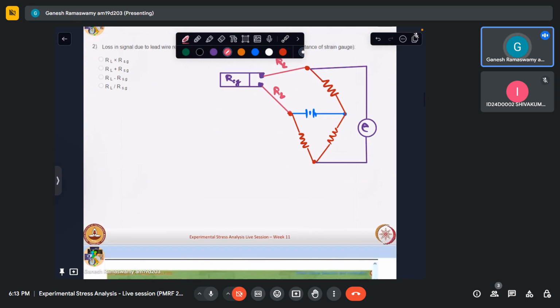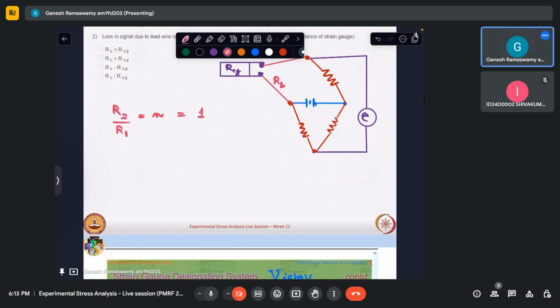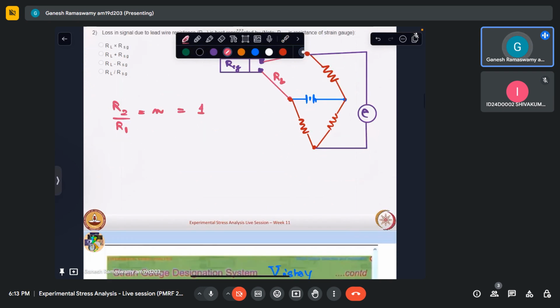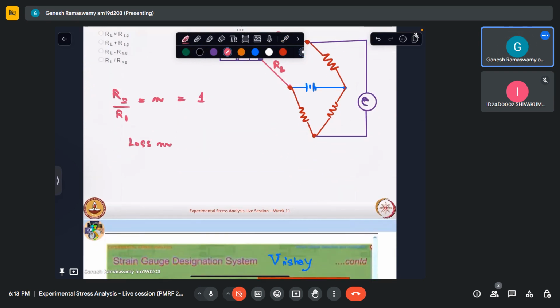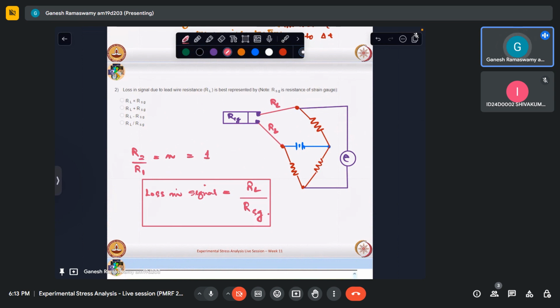So in such cases, there is loss in the signal. Why? Because we saw that R2 by R1 equal to M, which needs to be 1 for maximizing the signal output. Hence, this gets disturbed. This totally disturbs this balance, and that loss in the signal brought about is given by the ratio of the net lead wire resistance divided by the resistance of the strain gauge. So this is the measure of loss of signal due to the lead wire resistance.